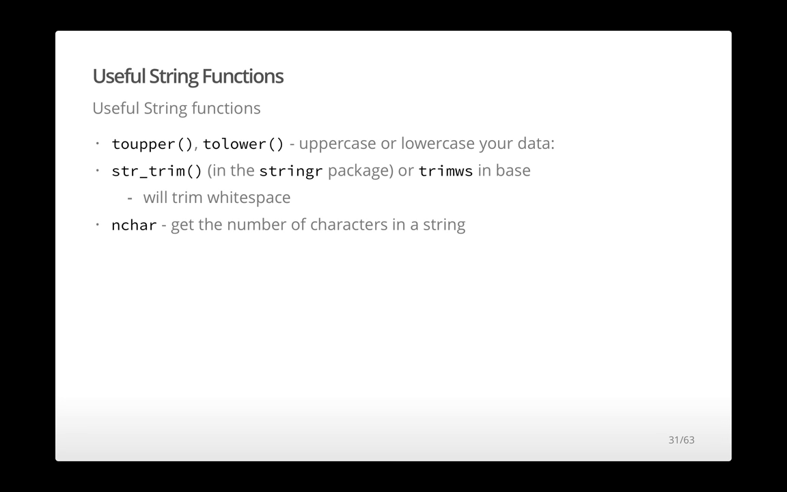nchar gives you the number of characters in a string. So if you said nchar on a vector where the first element had 4 letters and the second element had 5 letters, it would give you 2 numbers back, 4 and 5. So this is the package we're going to talk about today in detail, stringr.